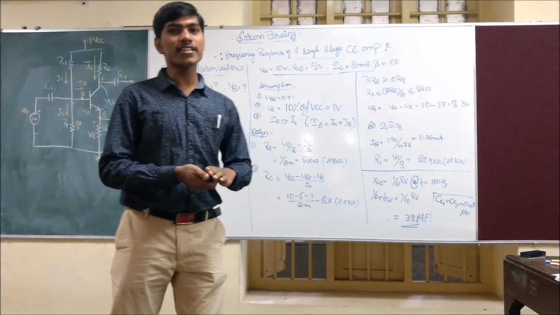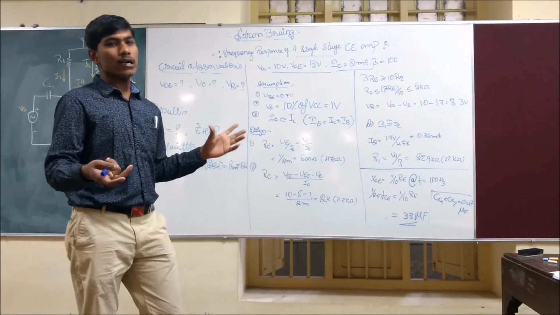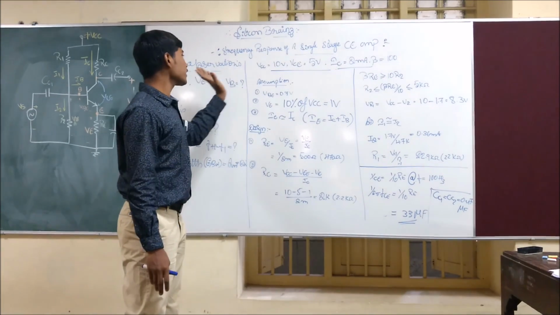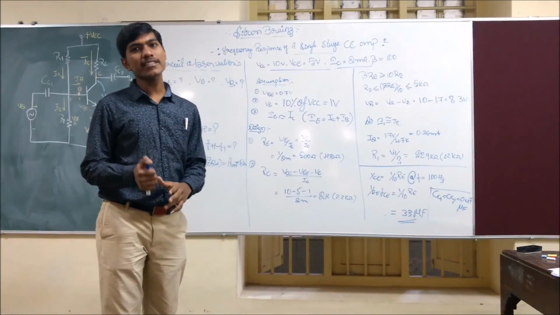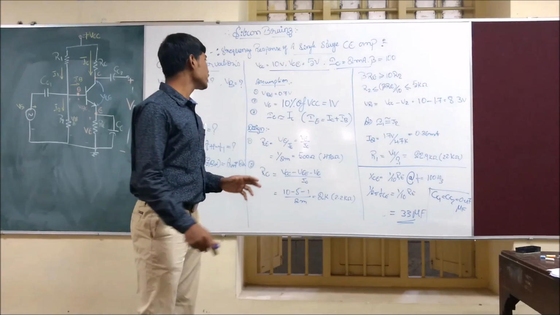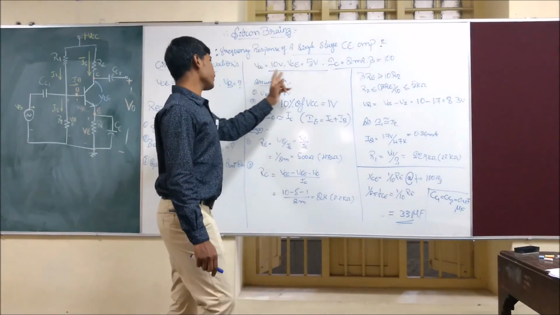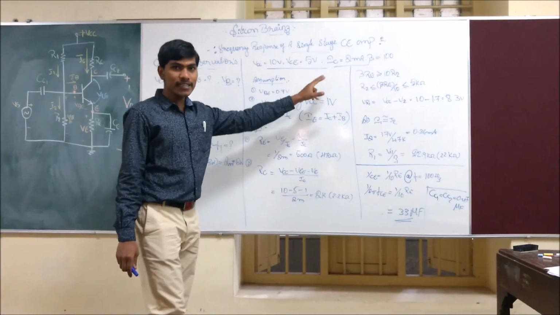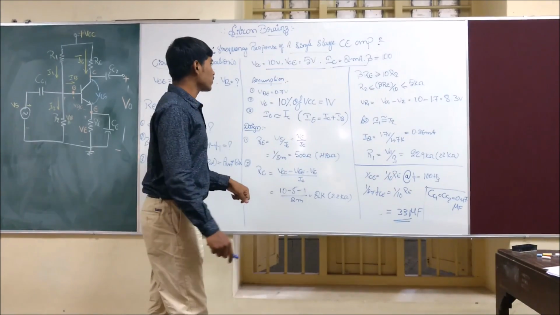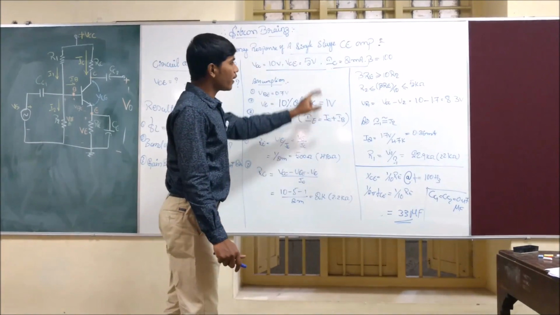Of amplifiers, there are CB, CC, and so many types. Today I am explaining the one we mainly use, the signal amplifier in CE configuration. These are the given values. These are design values given in a data sheet, or we can define our own values.